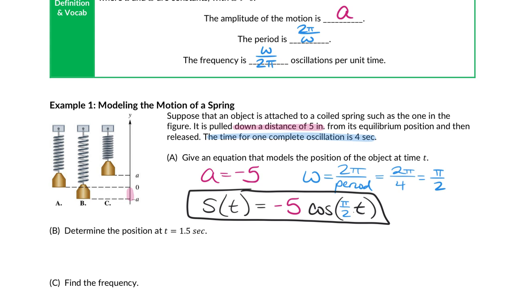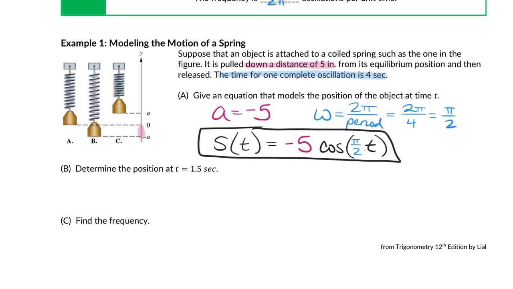So we have an equation that best models this oscillation of the spring, pulling it down, letting it go, so it goes up and down and up and down forever and ever. Now that we have an equation, we can determine the position of the spring after 1.5 seconds. So let's say we start a timer, boom. At 1.5 seconds, we want to know what position the spring is at.